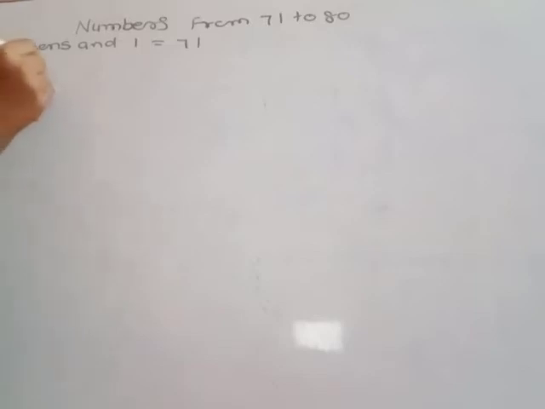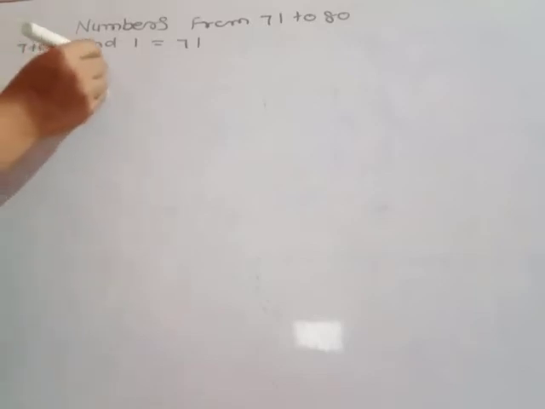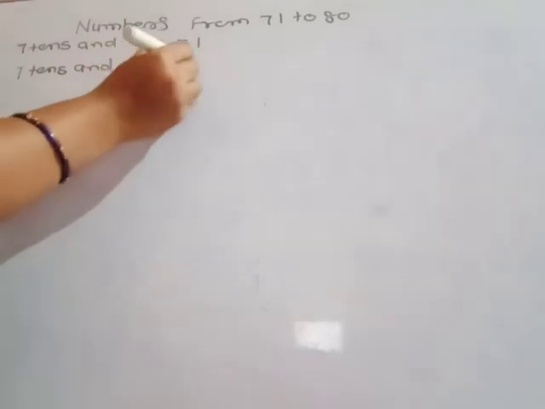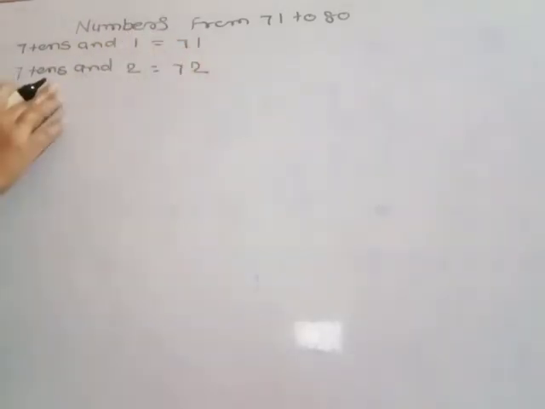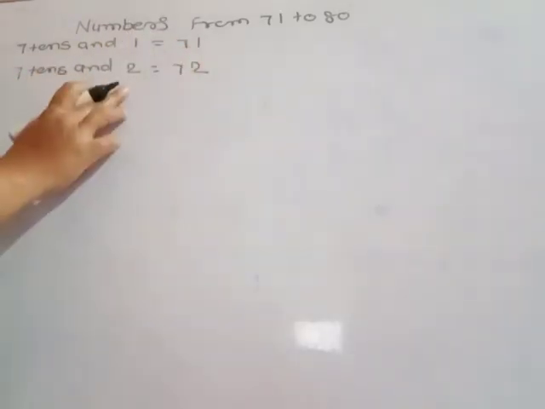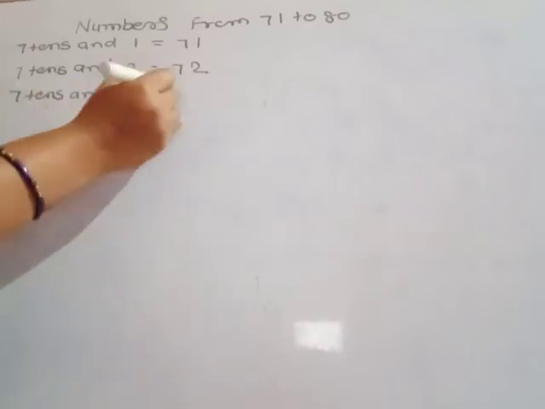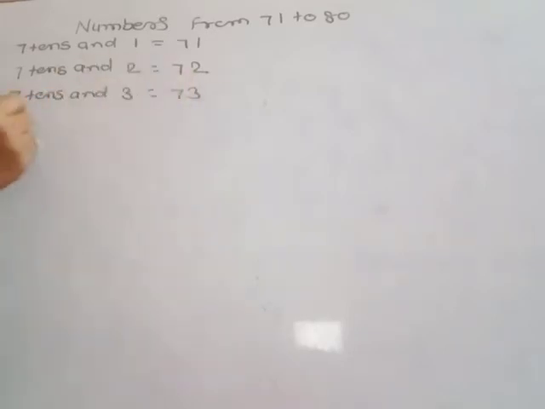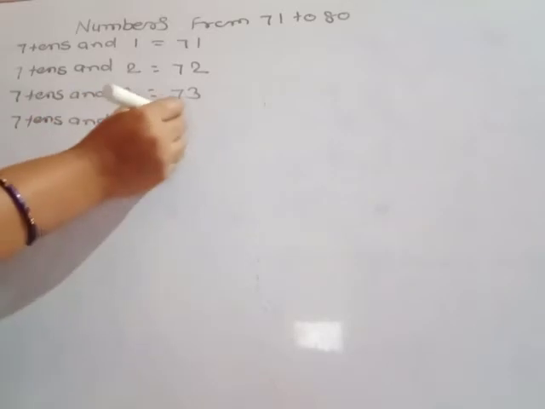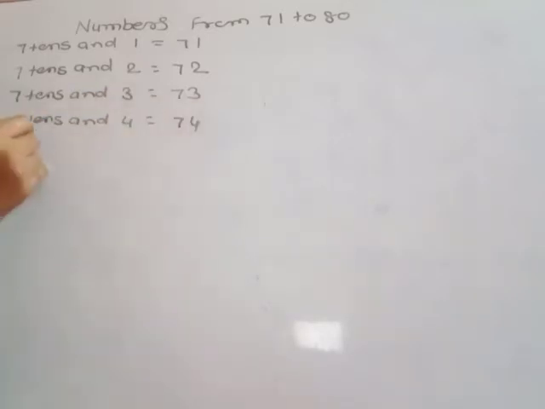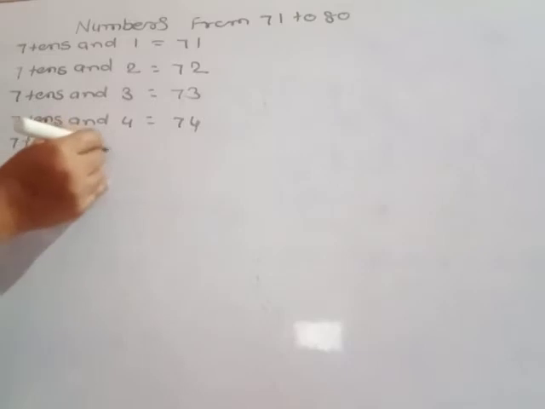Then 7 tens and 2. 7 tens means 70. 70 plus 2 is equal to 72. 7 tens and 3. 7 tens means 70. 70 plus 3 is equal to 73. 7 tens and 4, 74. 7 tens and 5.